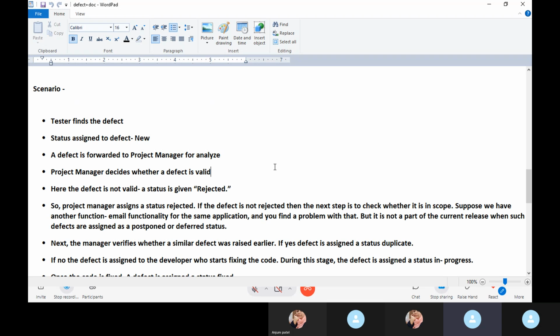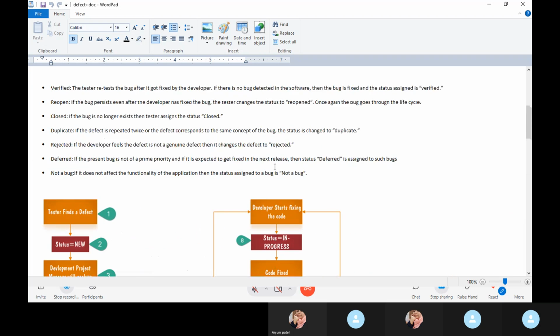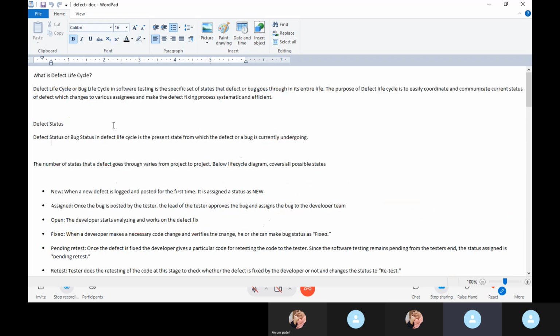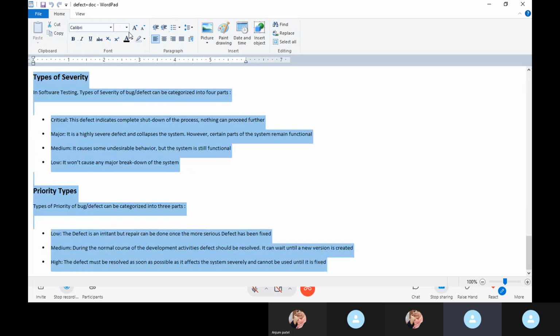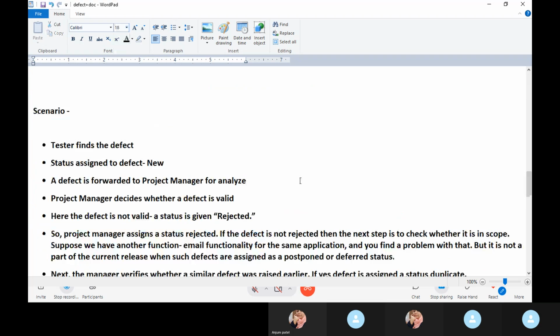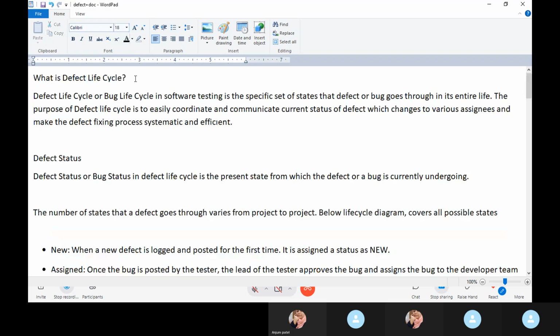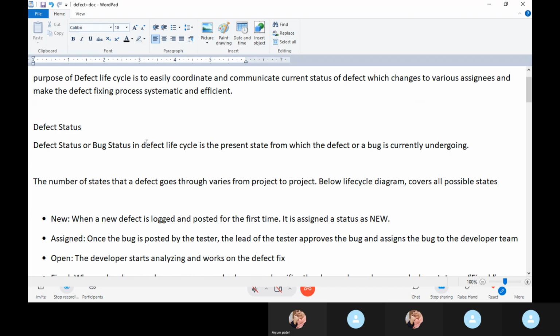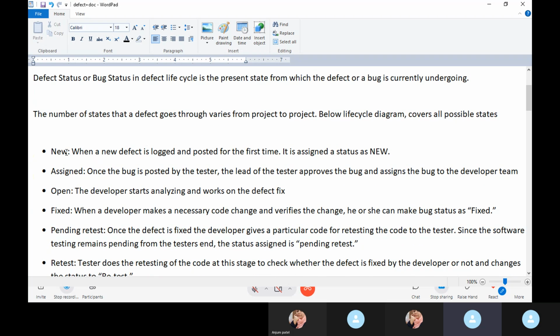Okay. If not, then let's discuss the defect life cycle. We have the knowledge of defects, but what is a defect life cycle? When you create a defect, it goes through several stages. That is basically known as the defect life cycle. These are the different states of a defect.